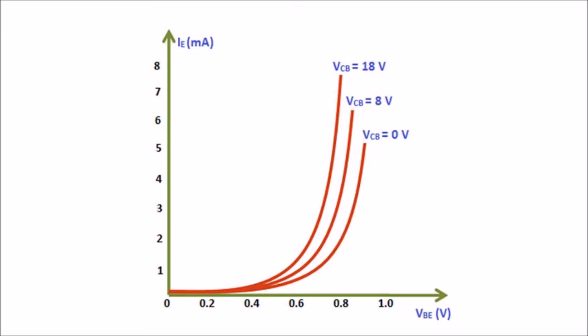When the output voltage, that is VCB, is increased from 0 volt to a certain voltage level, let us assume 8 volt, the emitter current flow will be increased, which in turn reduces the depletion region width at the emitter base junction. As a result, the cut-in voltage will be reduced. Therefore, the curve is shifted towards the left side for higher values of output voltage VCB. So dear students, these are the input characteristics of a CB, that is common base configuration.